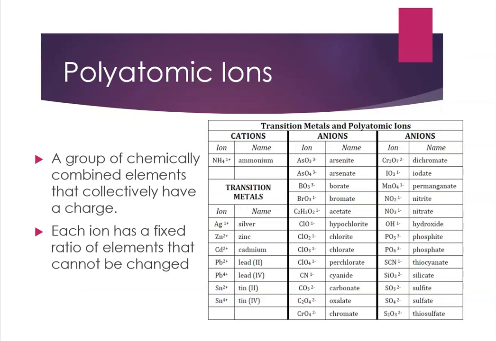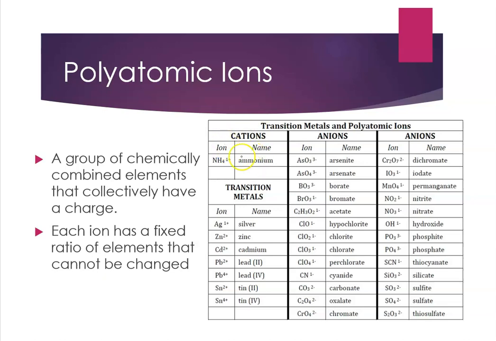Okay, monatomic ions are 1 element. Polyatomic ions are multiple elements. So poly means many. So if I have polyatomic, that means I have many atoms. These are chemically combined together and collectively have a charge. So each ion has a fixed ratio of elements that can't be changed, and that's what defines it as a polyatomic ion. So again, we're not memorizing the polyatomic ions. These are on the back of your periodic table in the giant chart that is on the top left.